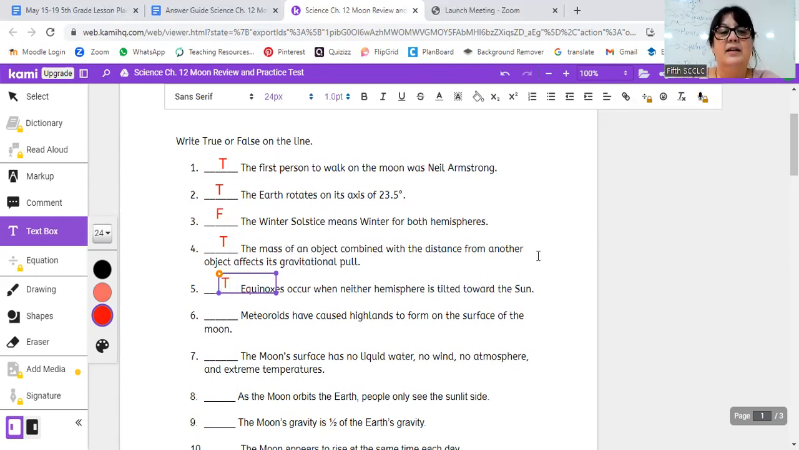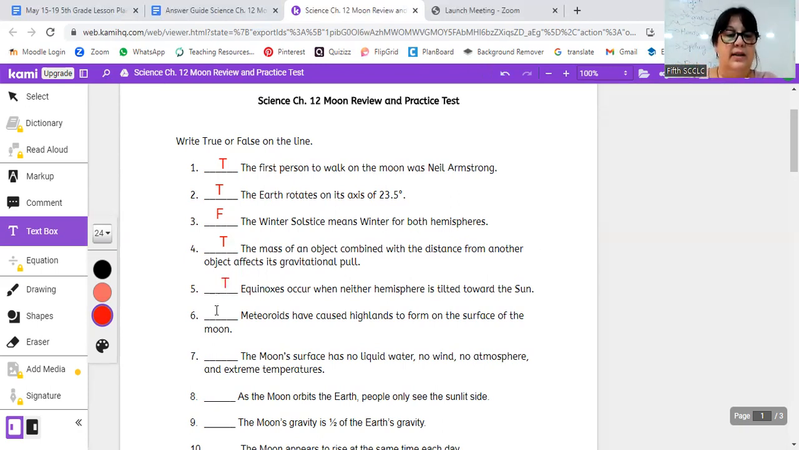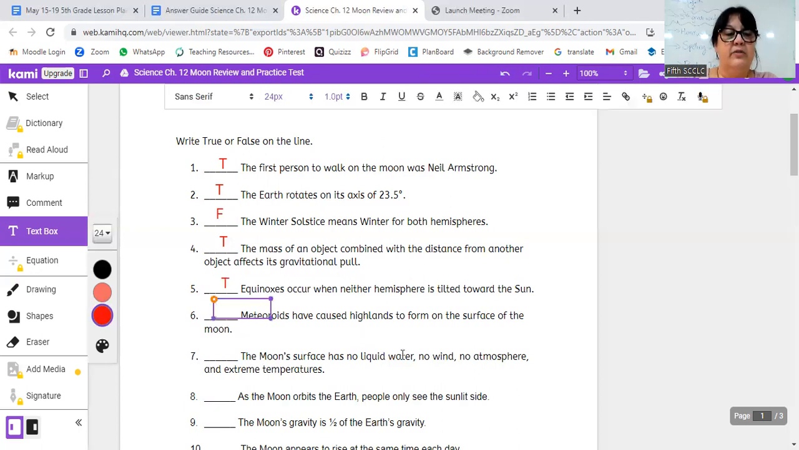Number 6. Meteoroids have caused highlands to form on the surface of the moon. Mateo. No. Okay, a meteoroid is a giant rock that crashes into something. So if it crashes into the Earth or the moon, it's going to cause a dent, not a highland. Okay, so that is false.